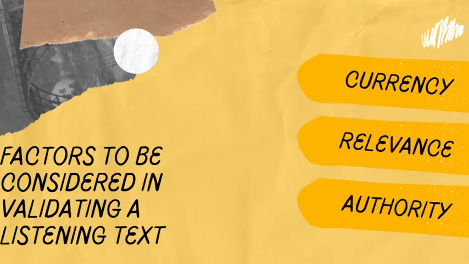Number one, currency. This is the timeliness of the information. It is very important to know if the information is updated, no? Because there is information that is outdated and obsolete. Second, relevance. This is the importance of the information for your needs. Is the information relevant to the claim, no? In the next video, we will understand claims and counterclaims.